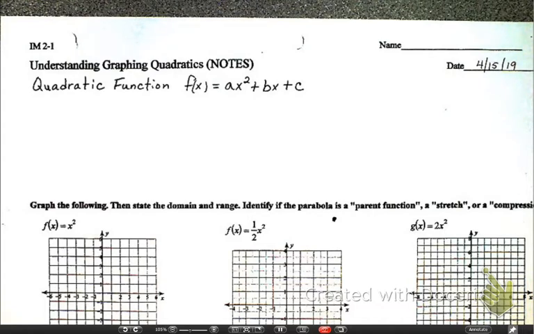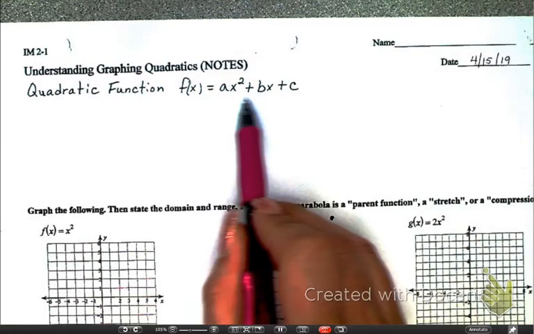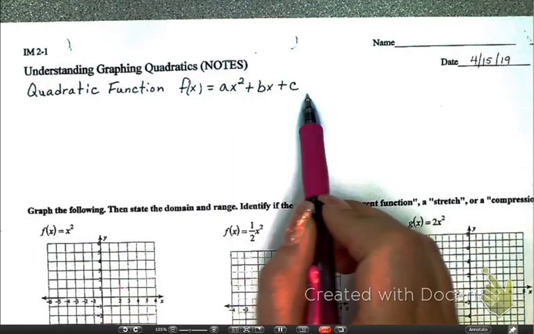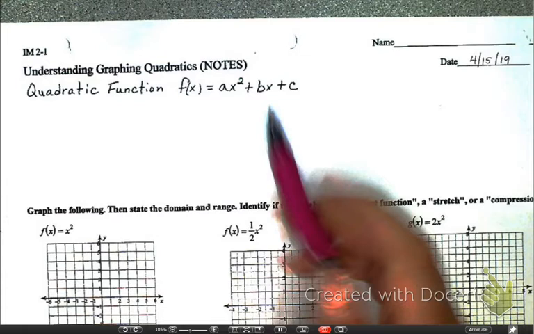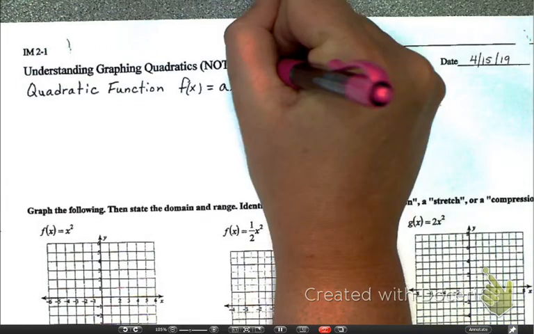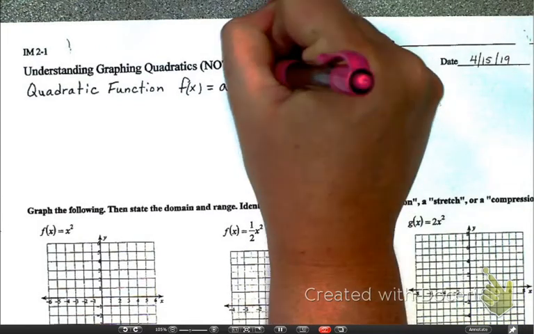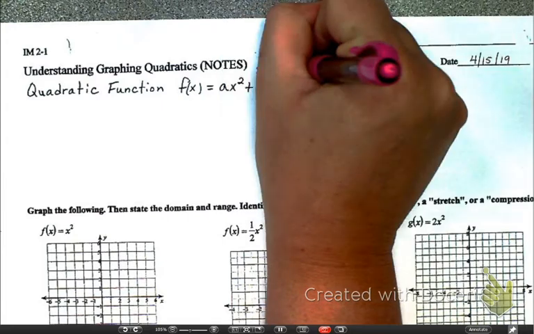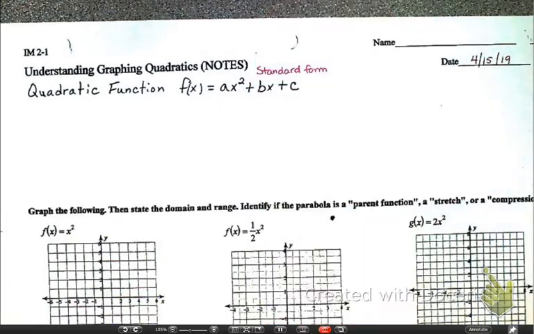And we gave you this form. What's the name of this form? Standard form. Okay, so this is standard form. What makes it a quadratic? The x squared. Your highest exponent is a 2, which makes it a quadratic.